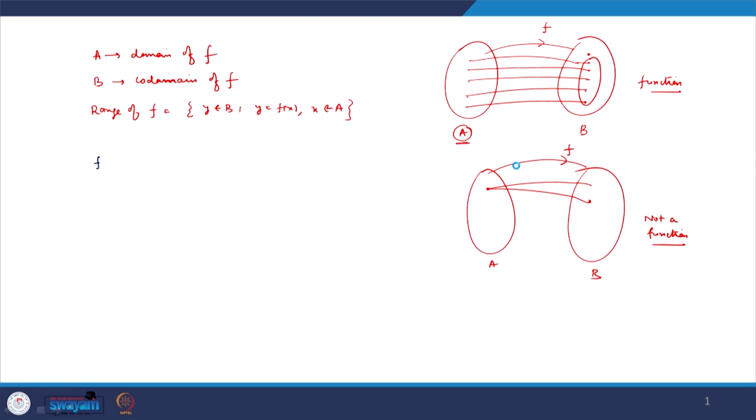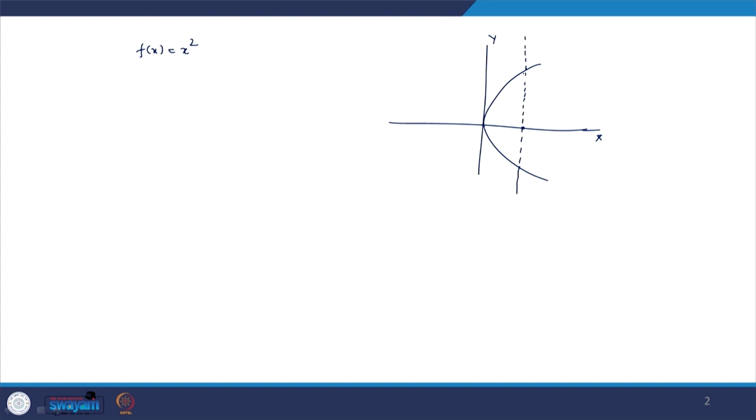Say you have this type of graph. If you draw a line parallel to the y axis here, where this is the x axis and this is the y axis, for one x you have two different y. So you have this type of point, where for one x you have two y. So it is not a function. Similarly here, for one x you have two y, so we will say that it is not a function.